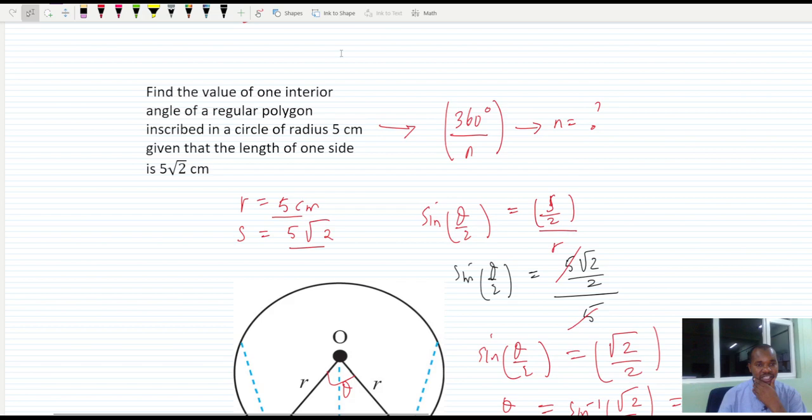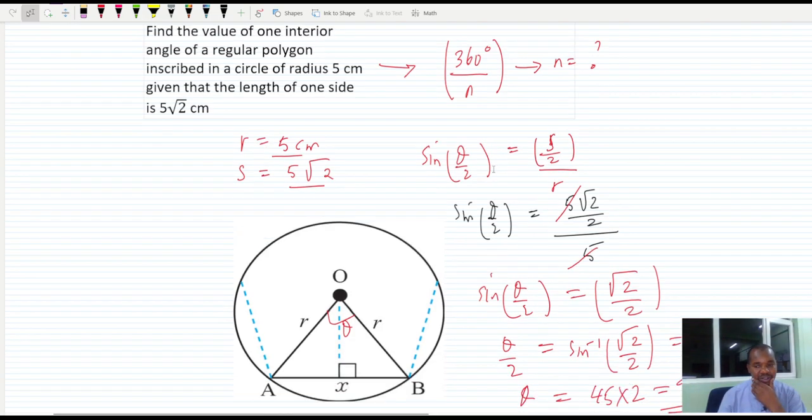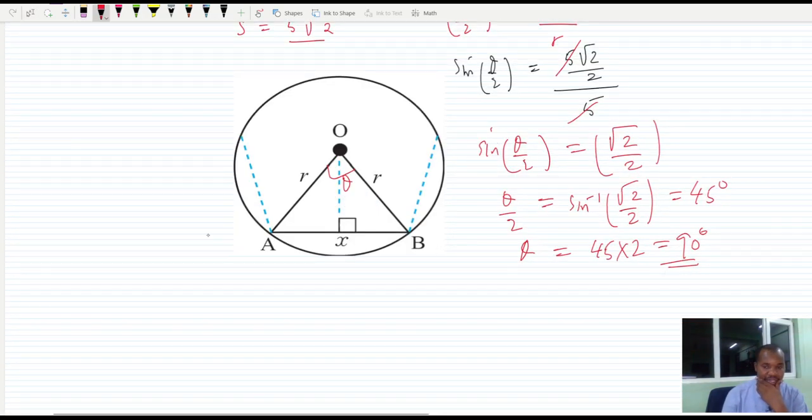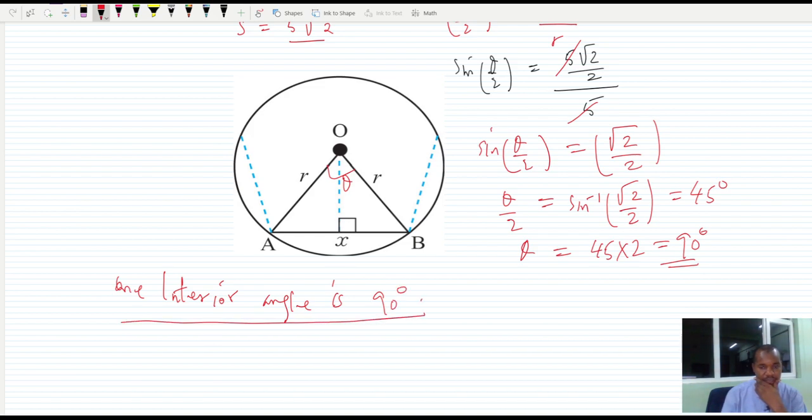So according to this question, find the value of one interior angle of a regular polygon. The value of the one interior angle is 90 degrees, dear students.